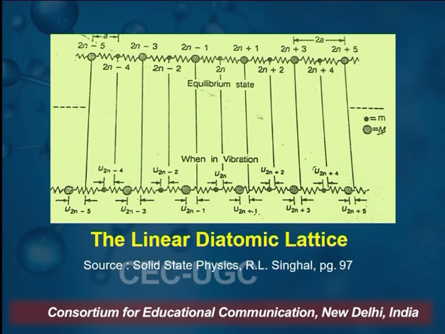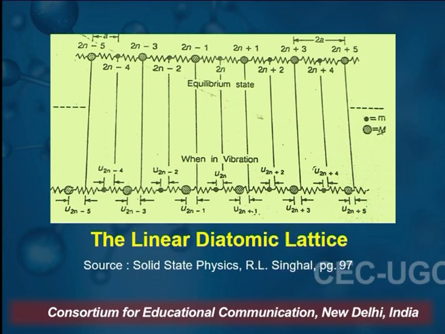That means any distortion that is produced in one will be transmitted to all the other atoms via the nearest neighbor, and because these springs are assumed to be ideal Hooke's law springs, the distorting force will be proportional to the distortion.